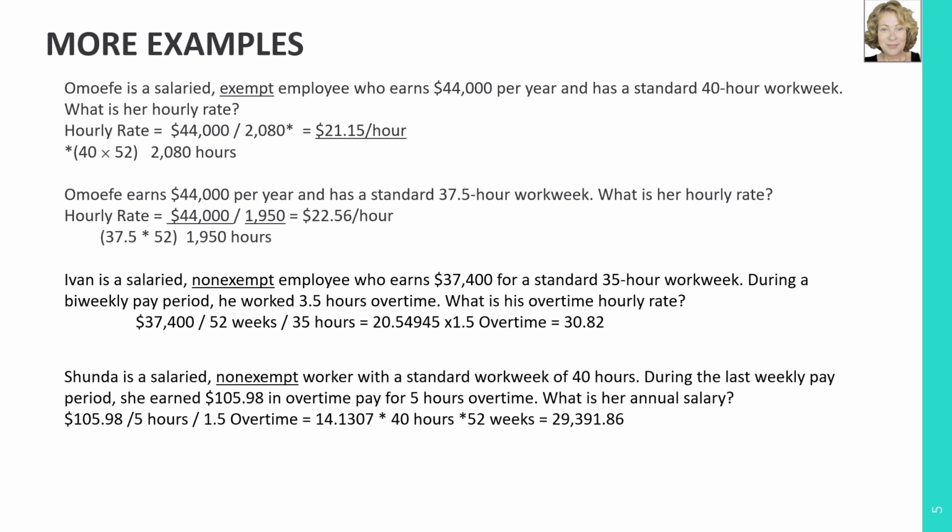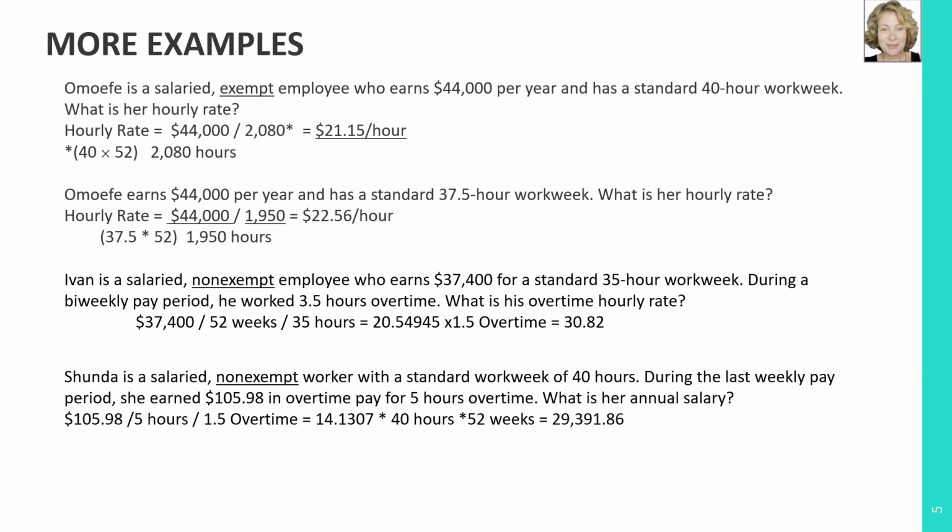In this case, we would have to divide 44,000 by 37.5 hours per week and 52 weeks per year and come up with $22.56. Let's look at two more examples.